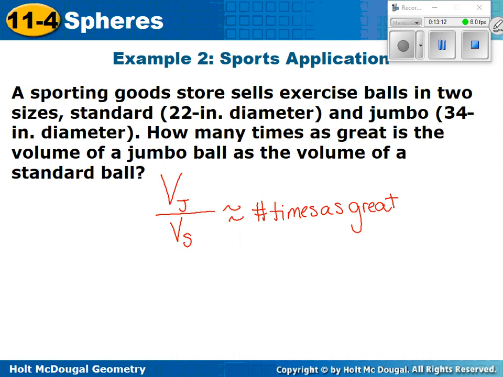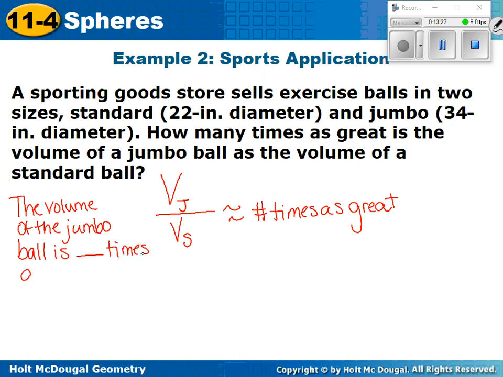And then I would expect a complete sentence. The volume of the jumbo ball is blank times as great as the standard ball. Is everybody with me? Okay, make sure you're writing a complete sentence on your homework if you have one like this. What's the only thing you're going to have to do before you can find their 2 volumes?